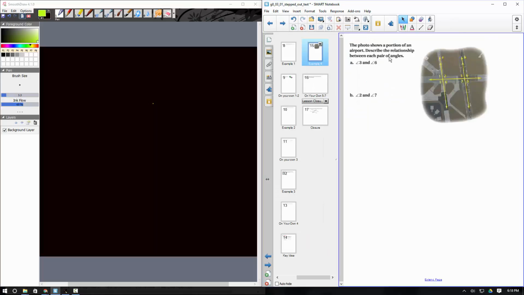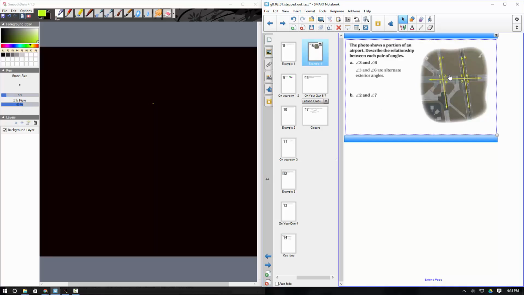So it says, describe the relationship between each pair of angles. So I have angle 3 and angle 6. So here is angle 3 and here is angle 6. These are alternate exterior angles. So they're exterior, but they're alternating because they're on the opposite side or opposite parallel, right? One's in the lower left, one's in the top right. 2 and 7, if I look at them, if I have these two lines, you'll notice that they are on the inside, right? And they're going to be alternate interior angles.